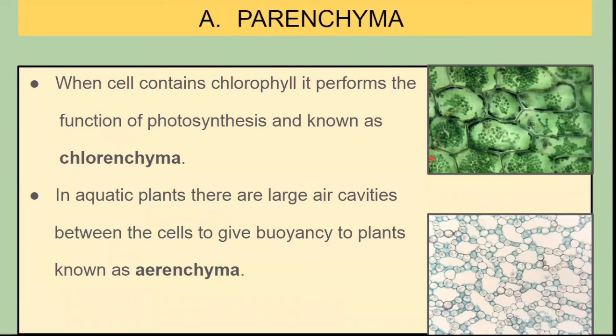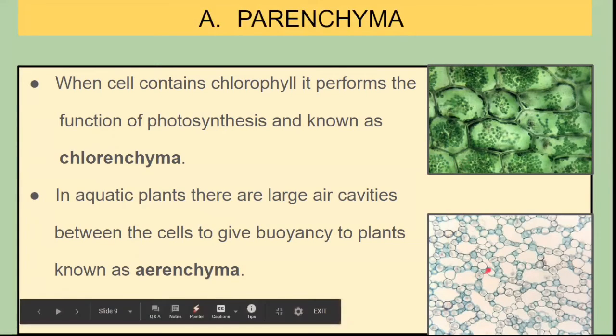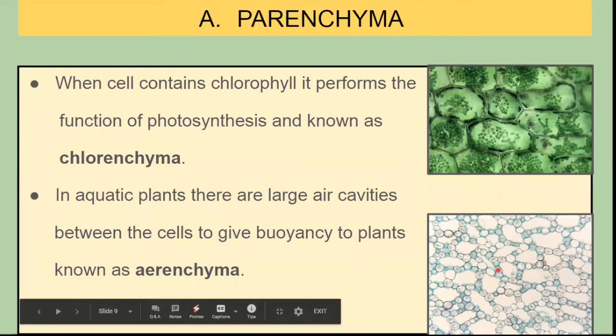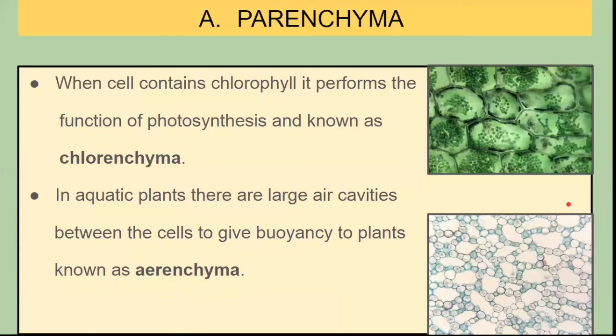Those parenchymatous cells which have chlorophyll in them, they are called chlorenchyma. Those parenchymatous cells which have air spaces between them, large air cavities between them, they are called aerenchyma. Chlorenchyma does the function of photosynthesis. Aerenchyma gives buoyancy to the aquatic plants.